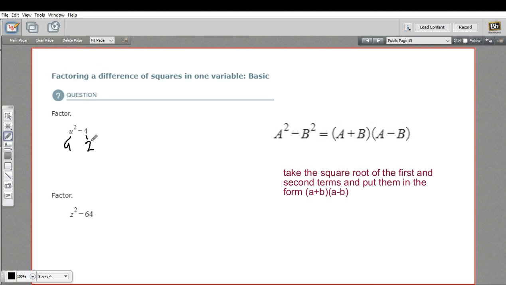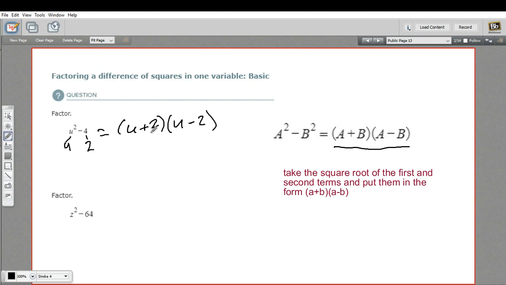So these are things we can easily take the square root of. When you have a difference of squares, two things that you can take the square root of with a minus sign in between, you can use this shortcut for factoring them. It always comes out to the square root of the first term plus the square root of the second term times the square root of the first term minus the square root of the second term. So we take the square root, we've got u and 2, so this is going to be u plus 2 times u minus 2.